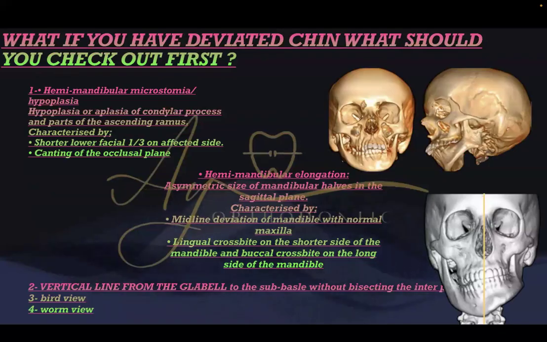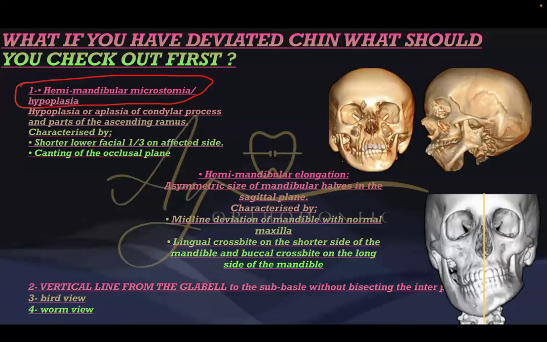And this question, I told you, assume this patient has a deviation in his chin. Okay, what are you going to check first? Okay, in the panoramic, we are going to look after the wisdom teeth to see the size of the ramus and the condyle. Okay, and do we suspect something? Hemimandibular hypoplasia and hemimandibular elongation. Of course, we are going to check for the midline and the canting.